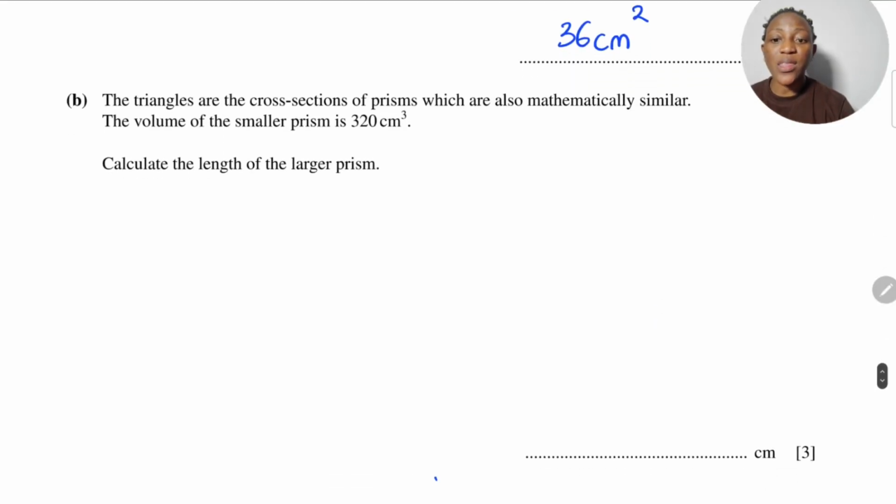Now, we're told that the triangles are the cross sections of prisms, which are also mathematically similar.